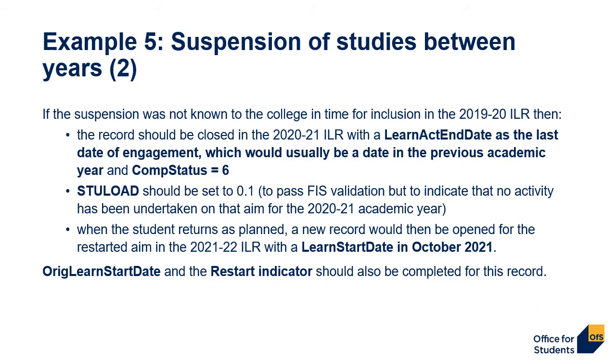If the suspension of study was not known to the college in time for inclusion in the 1920 ILR, then it would have to be closed in the following year, in the 2021, with the Learn Act end date, as usual, the last date of engagement, which of course would be in the previous academic year, and comp status as 6. Stu load should be set to 0.1 to indicate that there was no activity in the 2021 academic year.